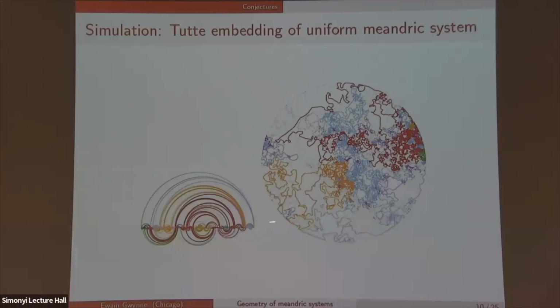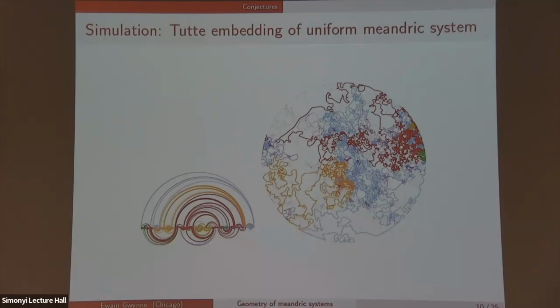And then in this picture on the left, you can see that it's very chaotic. The loops are going all over the place in this meandric system, and they're tangled up amongst each other and so forth. And this is consistent with the fact that the loops are a rather complicated functional of the arc diagrams that encode the meandric system.